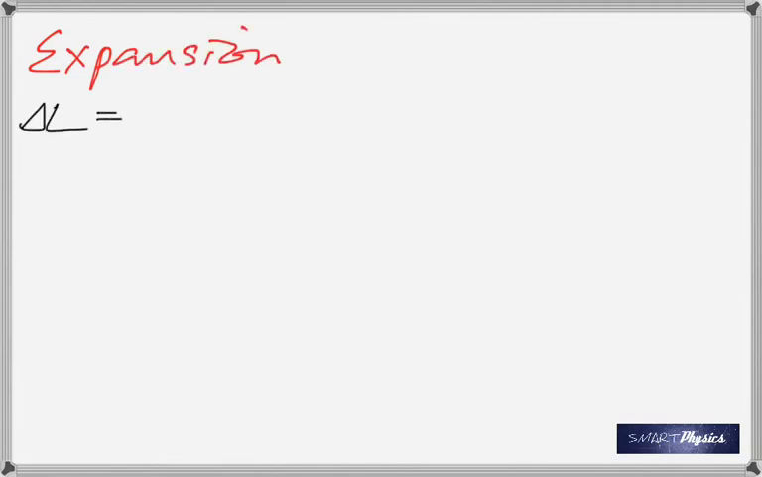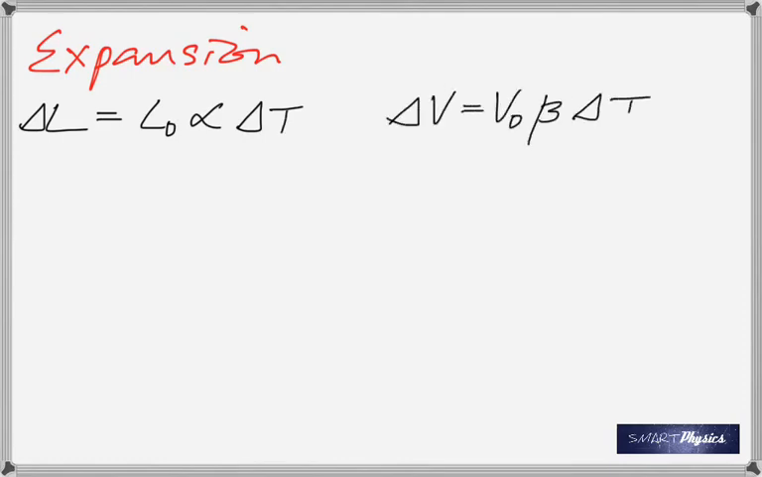Expansion. Formula change in length, isn't it? Change in length is original length times alpha times change in temperature. If it's change in volume, it's the original volume times beta times delta T. Does anybody remember the relation between beta and alpha? 3 times. Okay. So you got to be careful. That doesn't mean you got to always multiply with 3. If you are trying to find the change in volume, that's when you do.